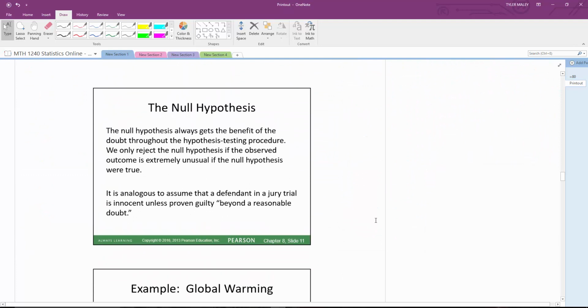Alright, so on the next slide, we look more at the null hypothesis. The null hypothesis always gets the benefit of the doubt throughout the hypothesis testing procedure. So we only reject the null hypothesis if the observed outcome is extremely unusual if the null hypothesis were true. In other words, this is analogous to assuming that a defendant in a jury trial is innocent unless proven guilty beyond a reasonable doubt. Comparing that to our justice system can help you remember that.